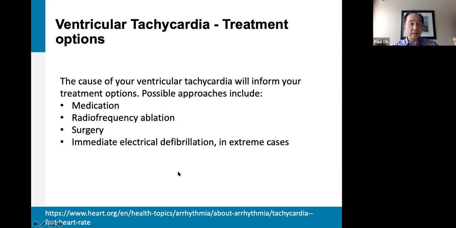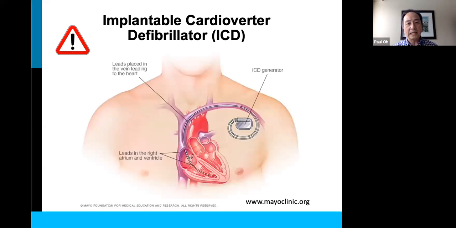Defibrillation will be the thing we do in emergency situations. And we also may think of defibrillation, shocking, in situations where there's a longer term risk of this going on. So this cartoon reminds us that there are pacemakers, but there's also fancier pacemakers called implantable cardioverter defibrillators.